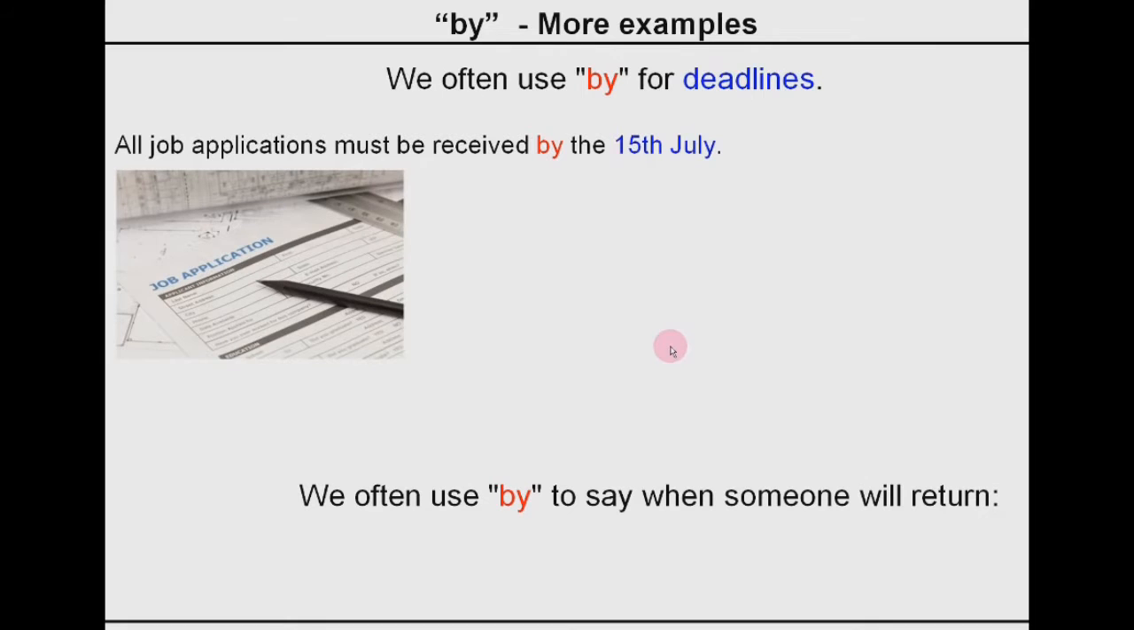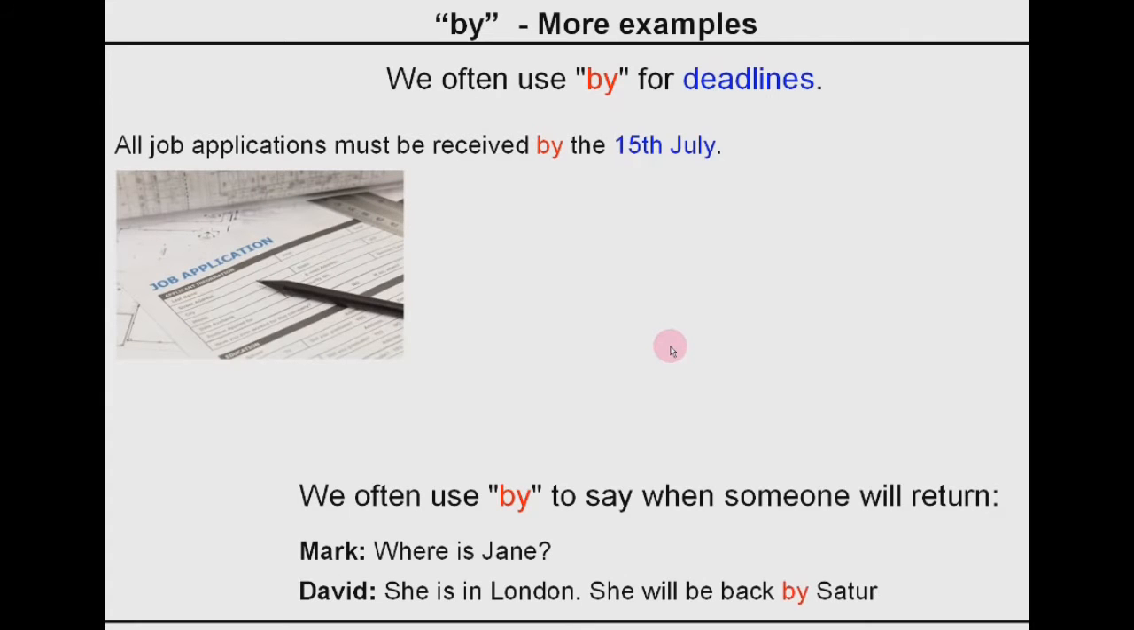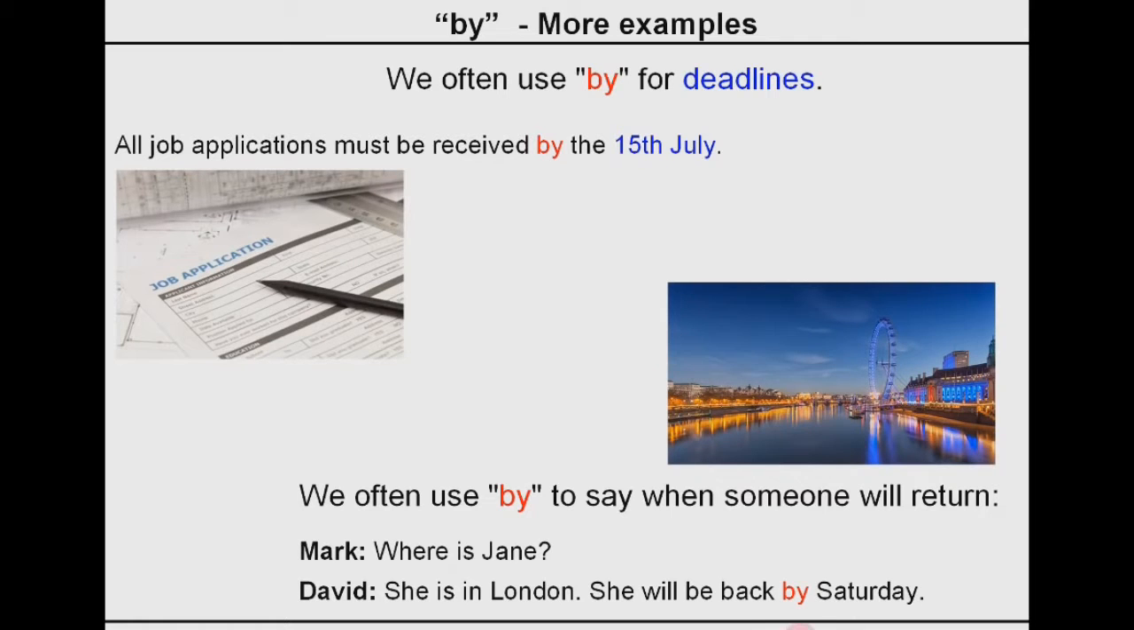And we often use by to say when someone will return. Example: Mark says, "Where is Jane?" And David replies, "She is in London. She will be back by Saturday." She will be back by Saturday. This means she will come back before Saturday. So maybe Friday, maybe Thursday, maybe even during the day on Saturday itself. Okay, so to be back or will be back means someone will return. It's a very common and useful expression.